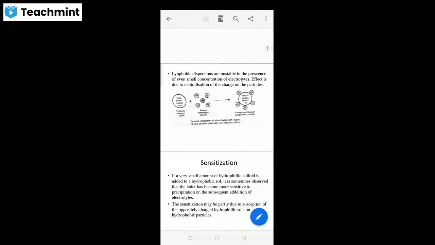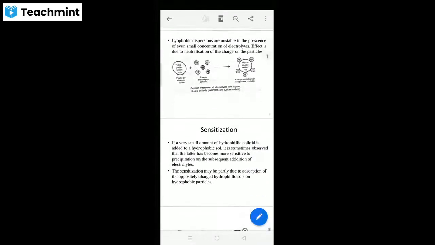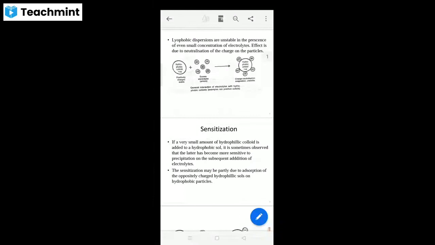Okay, so this is the diagram showing the coagulation which is happening in this case. It happened due to the addition of electrolyte. Now the next term comes into existence, that is sensitization. All the terms are essential, and the sequence of understanding and the sequence of putting your answer is also essential.